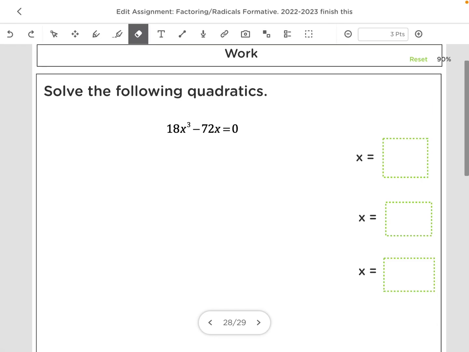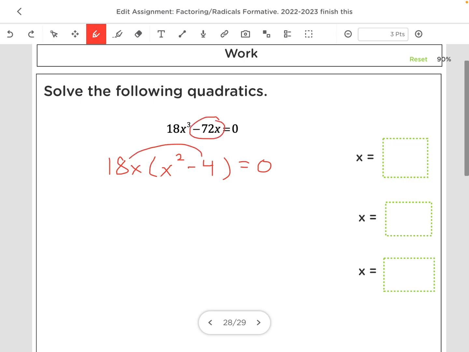Now we have a GCF here, and so I can see there's an x in both terms, and I can take an 18x, that is my greatest common factor, out of the left-hand side, and that leaves me with x squared minus 4, because 18x times x squared is 18x to the third, and 18x times negative 4 is negative 72x. So my first step is taking out the GCF.